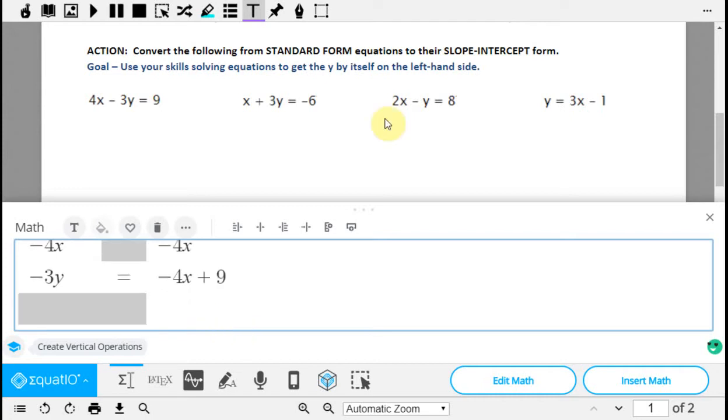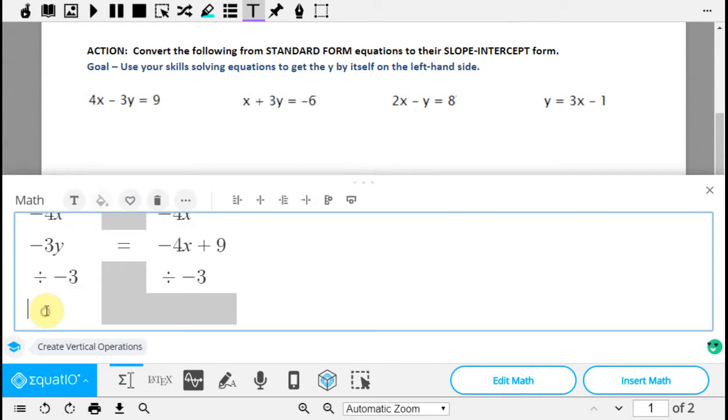Now, similar to when we're solving equations, we want to get the minus 3y to be 1y. So we need to divide by minus 3, which is the opposite operation. And we need to do the same to the other side. That leaves us with 1y equals, now on this side, we're going to have fractions.